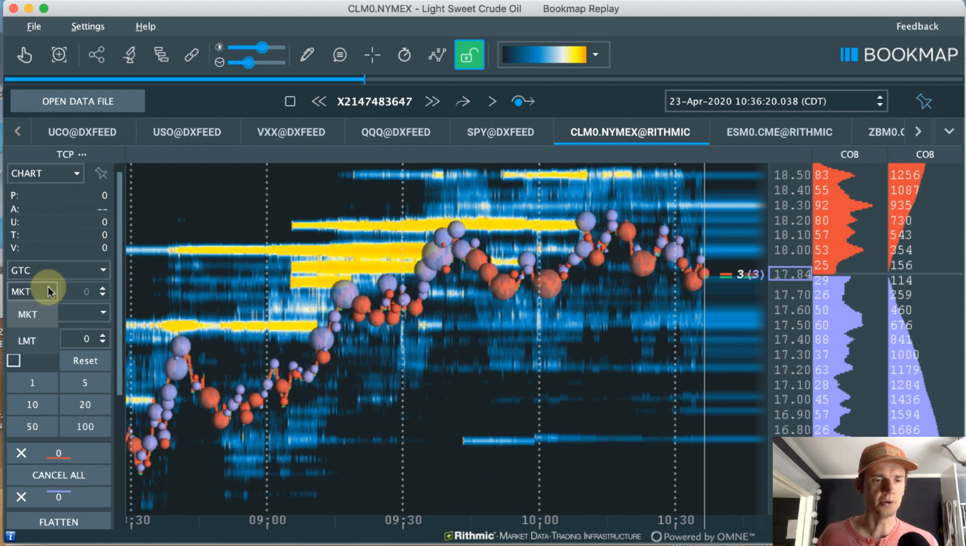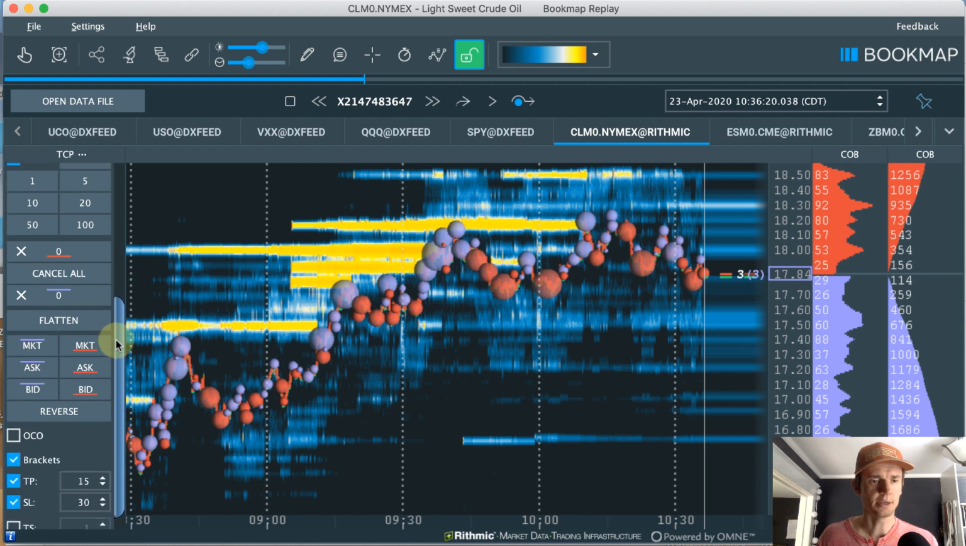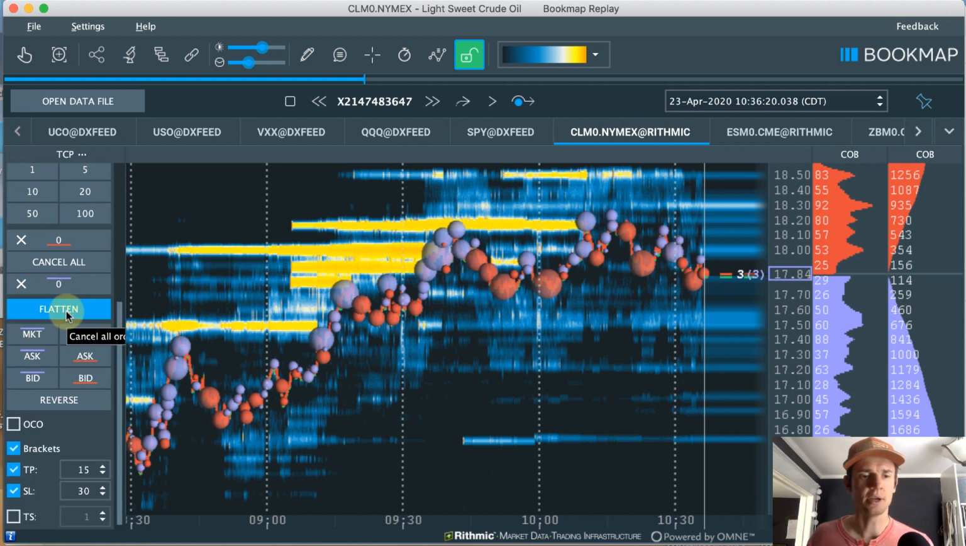You can make your orders market or limit. You can choose how many contracts you want. You can come down here, you can flatten out. This will cancel all your orders at once. You can also do the same thing with cancel all here. This will show you your orders that are waiting in the book. And then down here you can do a little bracket, so when your order executes, it'll automatically put in a target price and a stop loss.